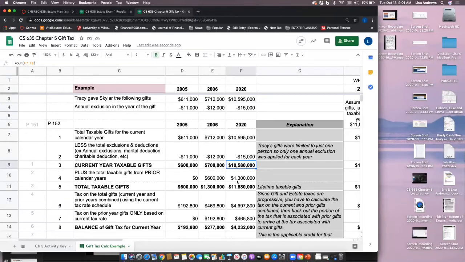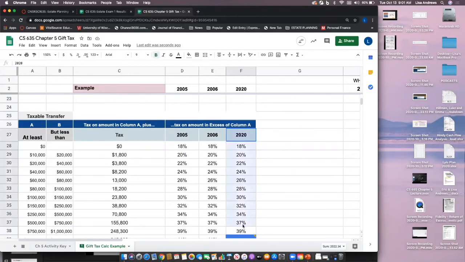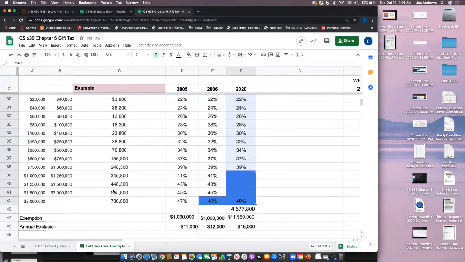Now in order to figure out what his tax rate is, we've got to have it sit on top of his prior year gifts. So over his lifetime, this brings his lifetime gifting to $11.88 million. And we take that $11.88 million and apply the tax rates that were in effect in 2020. And we know that it's going to be $345,800 plus 40% of everything over that.